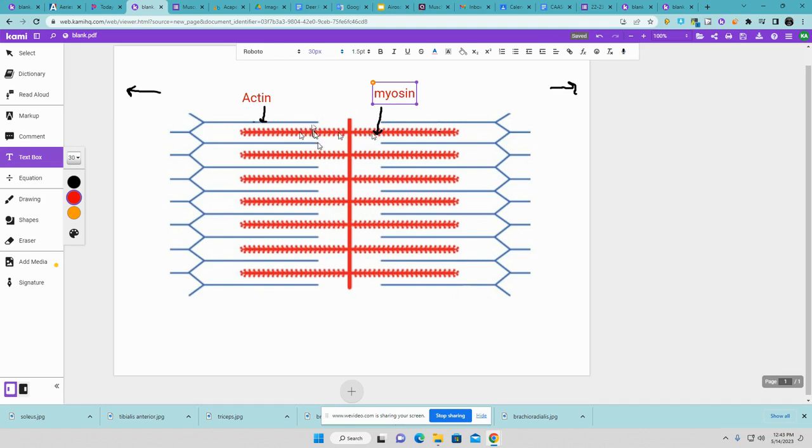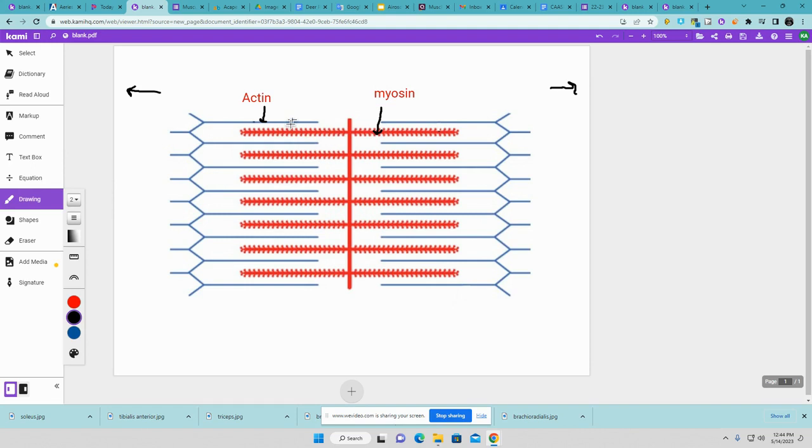Now, to make the muscle contract, you can see these little appendages, these little bulbs, these little clubs on the thick filament, the myosin. When calcium is present, these little clubs are going to attach to the actin, on a binding site, and pull it towards the middle. You're going to see this in the video. It pulls the actin towards the middle on both sides. So the myosin doesn't move. It just grabs onto the actin and pulls it together, which shortens the sarcomere.